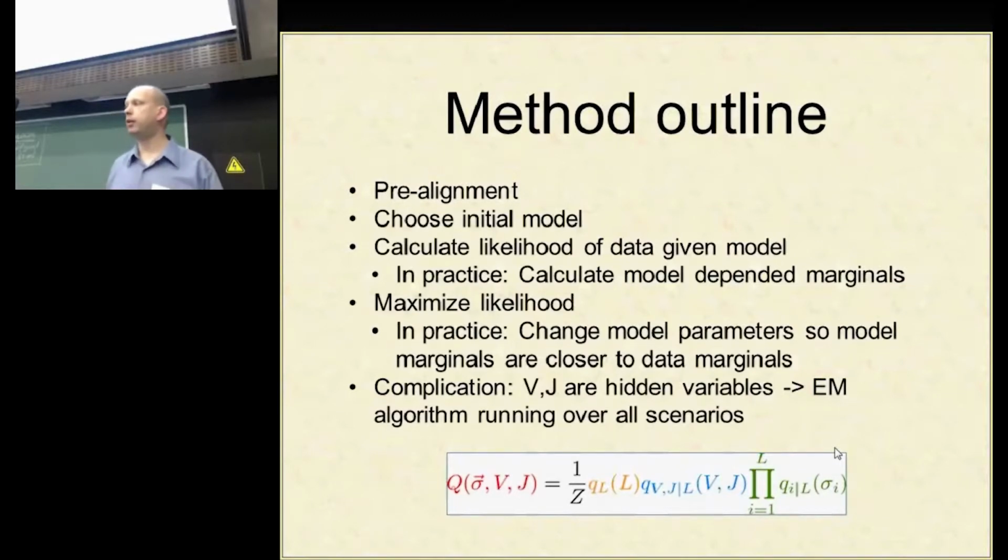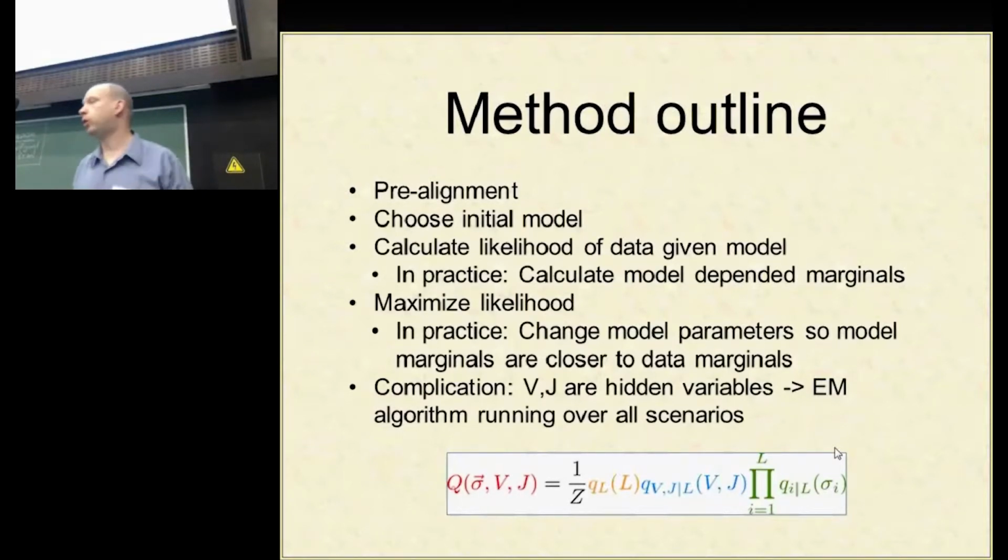So we do some pre-alignment, and then we have a list of possible V and J's and how they align. And then we choose some initial model, some values for those parameters, and we try to calculate the likelihood of the data given the model and maximize this likelihood. We're saying, what is the probability to get the data we see using this initial model, and what can we do to the model to maximize this likelihood?